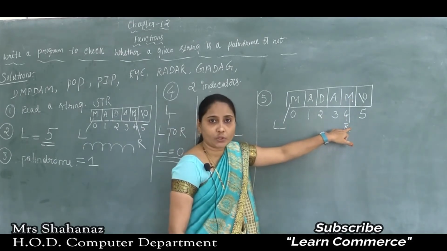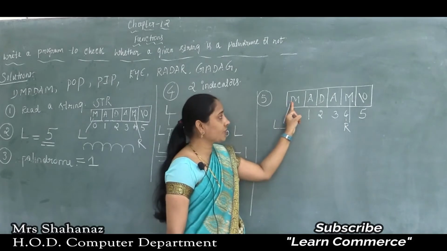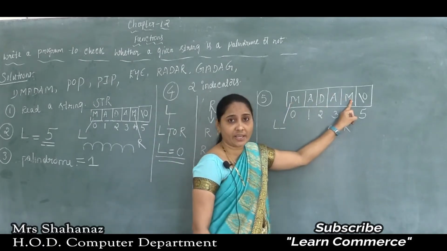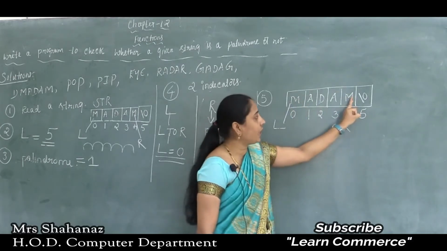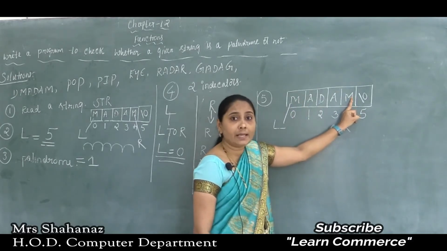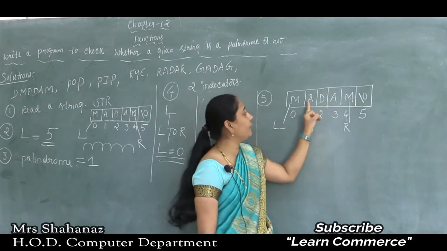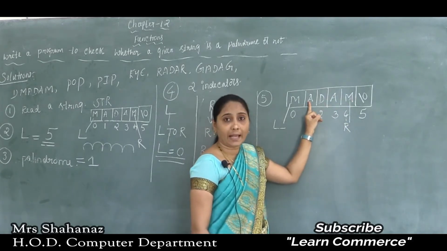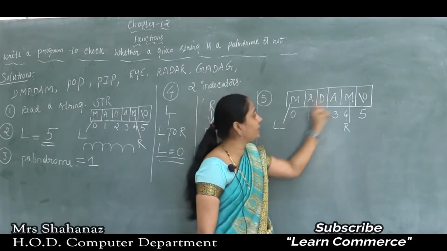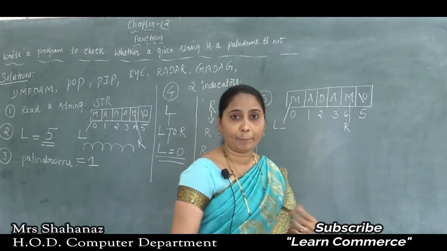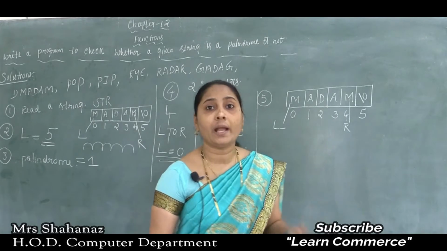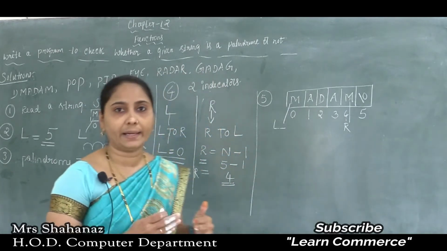Now I am going to compare the first character with the last character. Clear this one? Afterwards, I will select the second character and compare it with the second last character, and one by one I am going to compare in this program and check whether a given word is a palindrome or not.